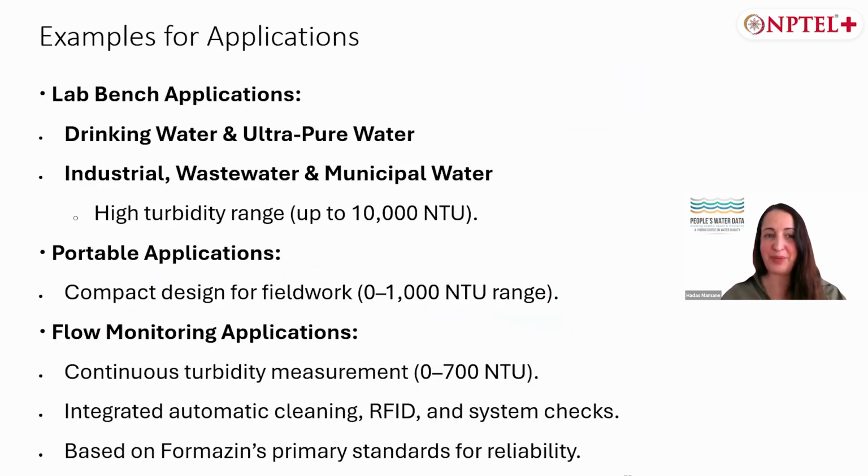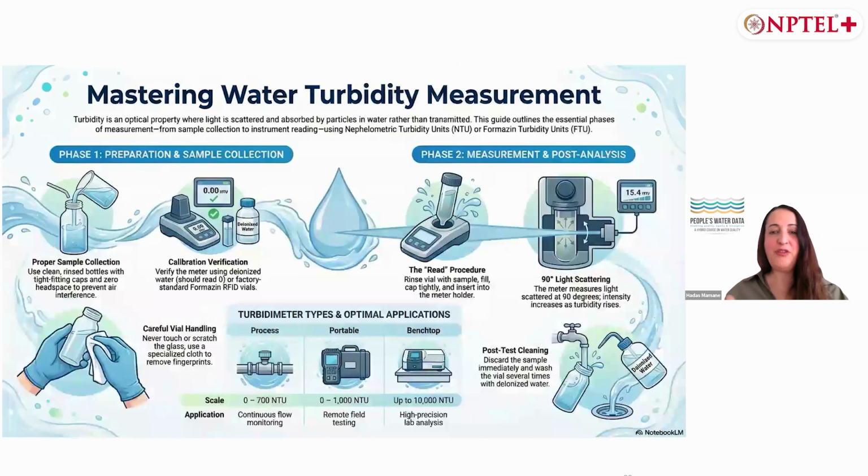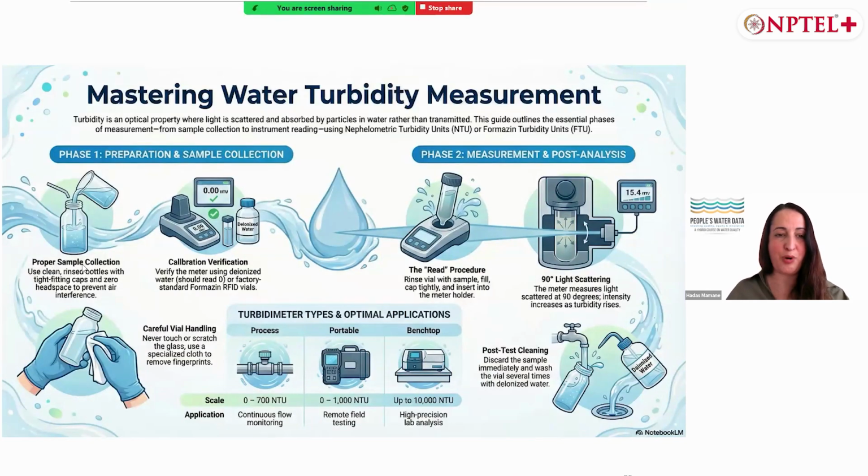So what are the different applications? Lab bench, portable, and flow. And if we look at this infographic that summarizes everything that we spoke about now, we have first the proper sample collection, which is very critical. Then we need to calibrate the system. After we calibrate, we measure the system, and we have different types.